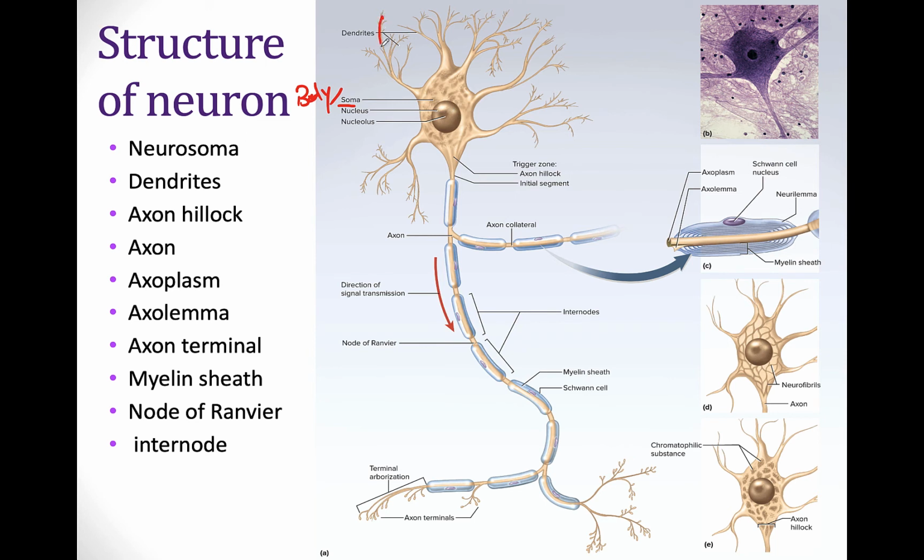Dendrites are the signal receiving area of a neuron. Notice that there's a lot of them branched out like a tree. And this is so they can receive signals from a lot of different adjacent neurons.